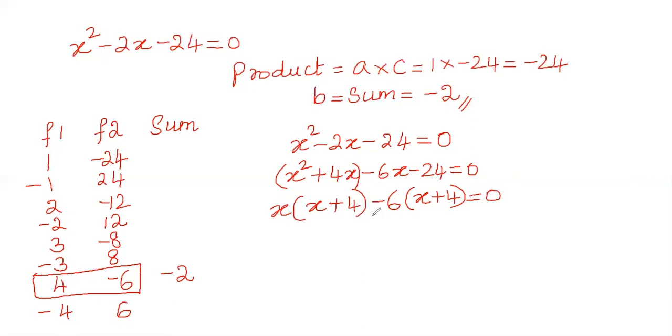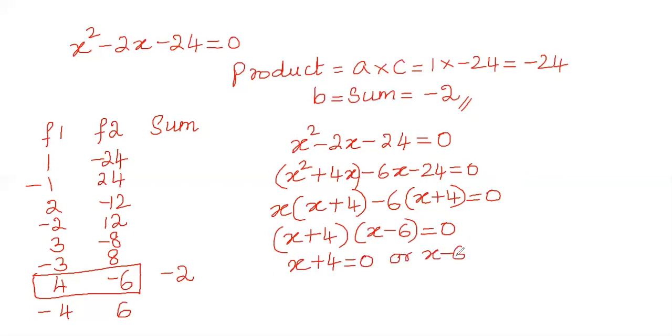Now you have a common x plus 4. You take it outside, so inside will be x minus 6. That is equal to 0. So x plus 4 equal to 0, or x minus 6 equal to 0. So you get x is equal to negative 4 or 6.